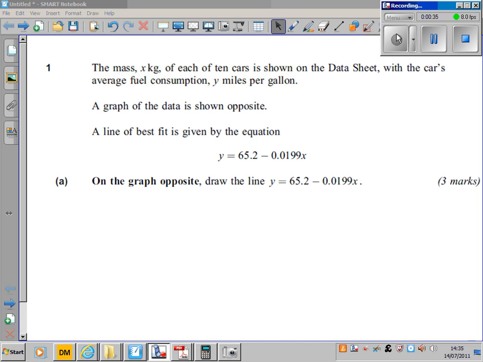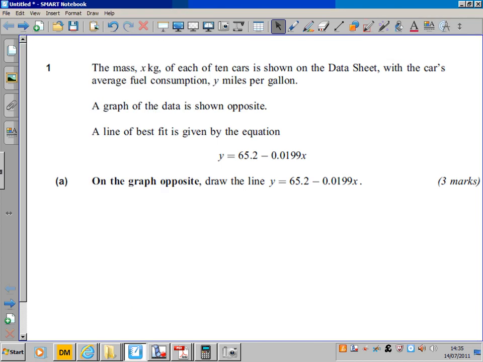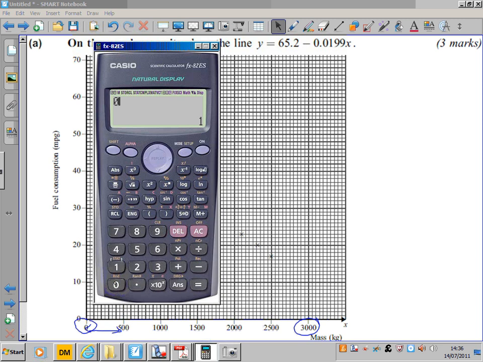So we need to go to the table function of the calculator, which we do by going to Mode and then Table. Type in the f of x, which is 65.2 minus 0.0199, Alpha, close bracket to get an x, press equals. Now to start, we'll need to look at the axes and identify on the x-axis where we're starting from, which is 0, and where we're going to, which is 3,000. So 0 to 3,000, going up in steps of 500. That's what we'll enter into the calculator. Start at 0, end at 3,000, step of 500. Okay, and so then we get our table.